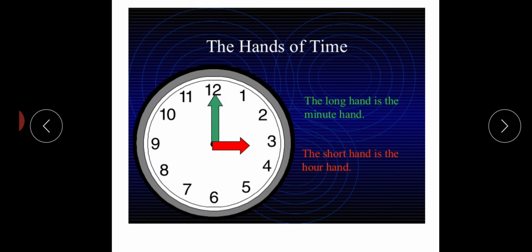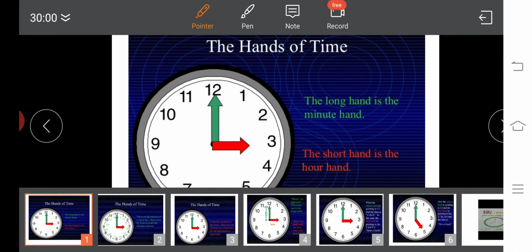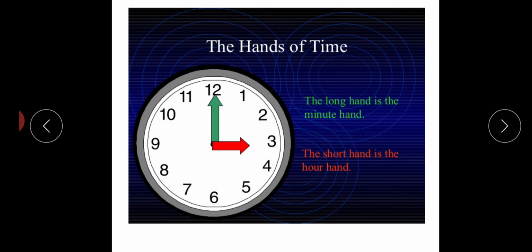And you can see there are two arrows made. These two arrows are called hands of the clock. The longer hand, which is green in color, is the minute hand. And the smaller hand, which is red in color, is the short hand. And this is called the hour hand. The small hand, which is in red color, shows the hour.